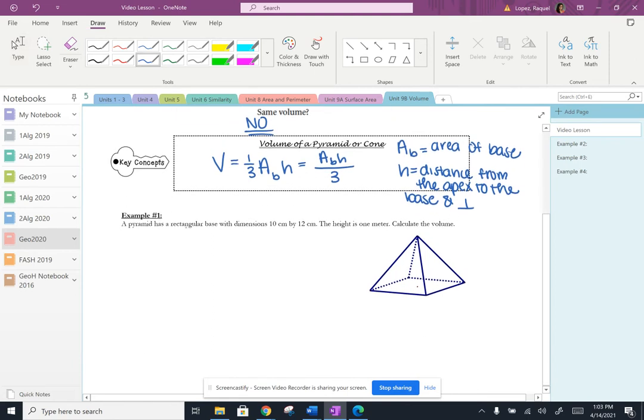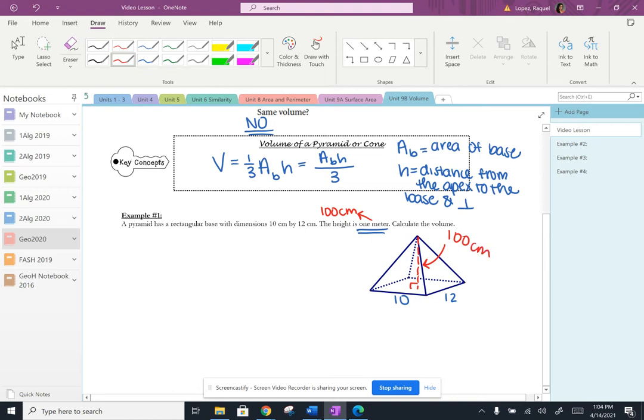A pyramid has a rectangular base with dimensions of 10 centimeters by 12 centimeters, and the height is 1 meter. The first thing I notice is that the height is 1 meter, which means this height is 100 centimeters, because I want to make sure that all of my units are the same for my calculation. So we're going to work in centimeters. So our height right here is 100.